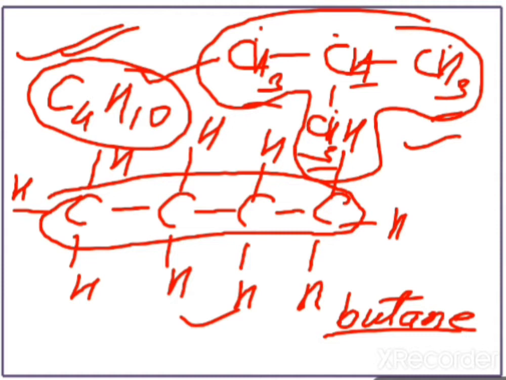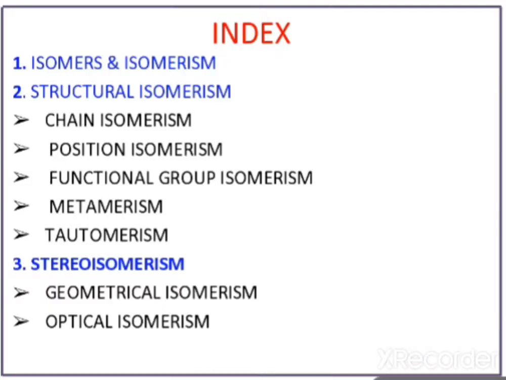So now we will see types of isomerism. It is of two types: structural isomerism and stereoisomerism. What is structural isomerism? Simple: those isomers which have different structures only. Structure means the position of the atoms or group of atoms, the position of multiple bonds, the position of functional group. So their position and arrangement will be changed. That is called structural isomerism.